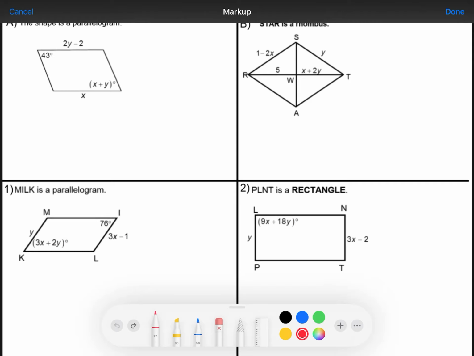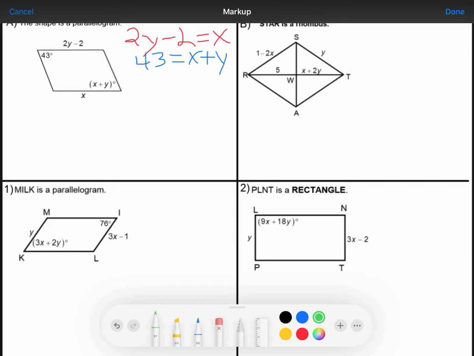Part A says it's a parallelogram. So we know a couple different things about parallelograms. One of the things we know is that opposite sides are congruent, so one side equals the opposite side. That was in the notes from yesterday. Same thing, one angle, 43, is equal to another angle, x plus y. Great, not too hard. All we have to do is remember how to use substitution.